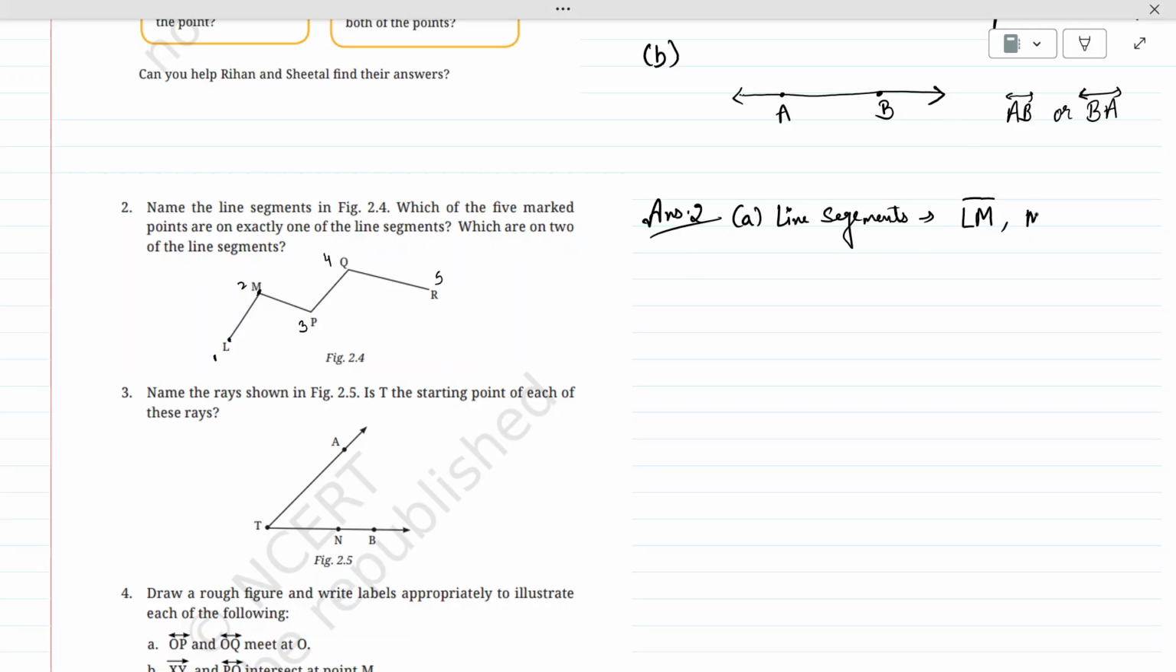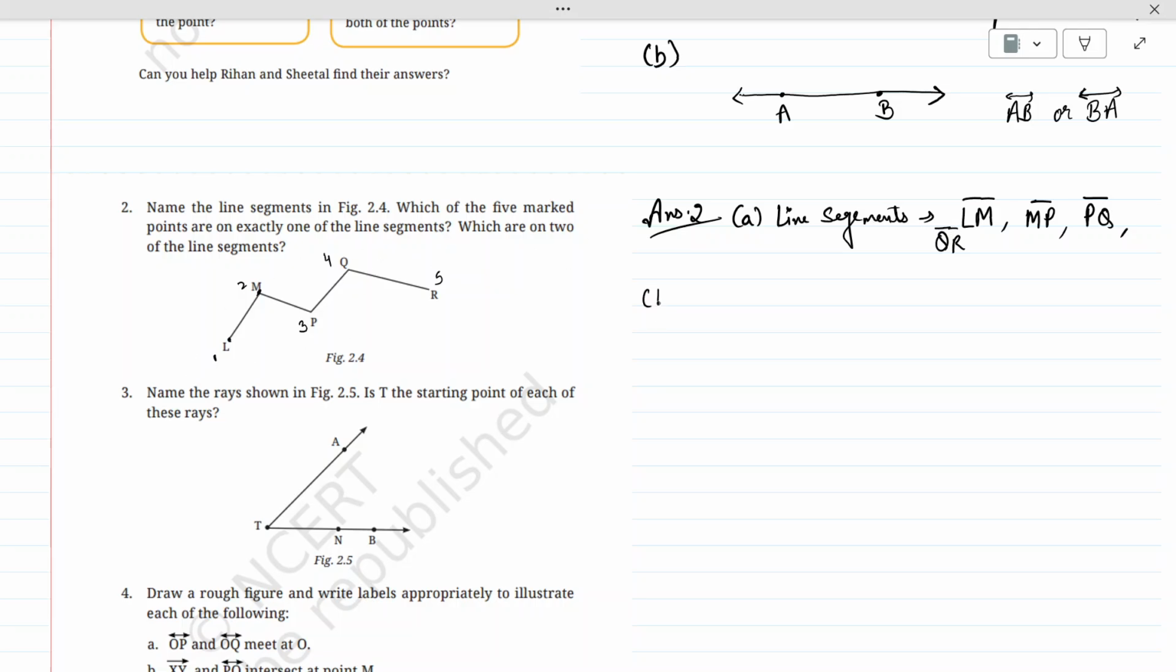Same, we have M as the starting point, P as the end point. Next one we have PQ, the PQ line segment. Then we have QR. LM, MP, PQ, QR. So these are the four line segments: LM, MP, PQ and QR. These are the four line segments in this figure.